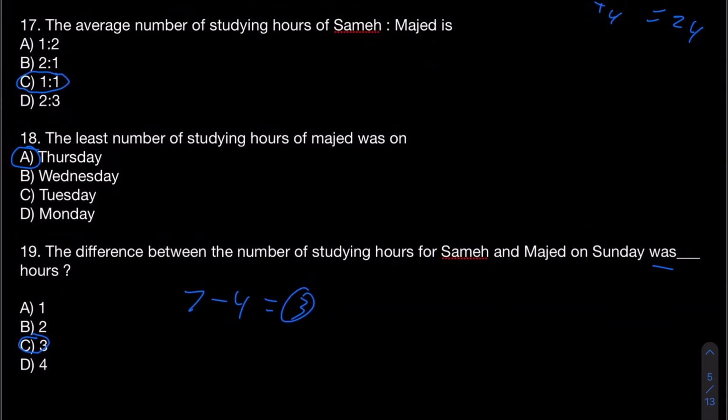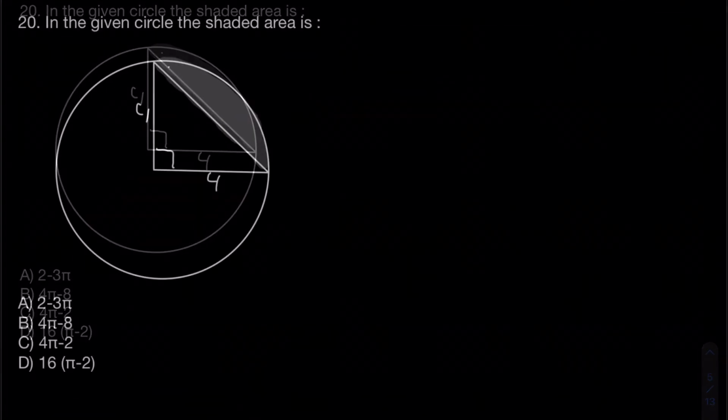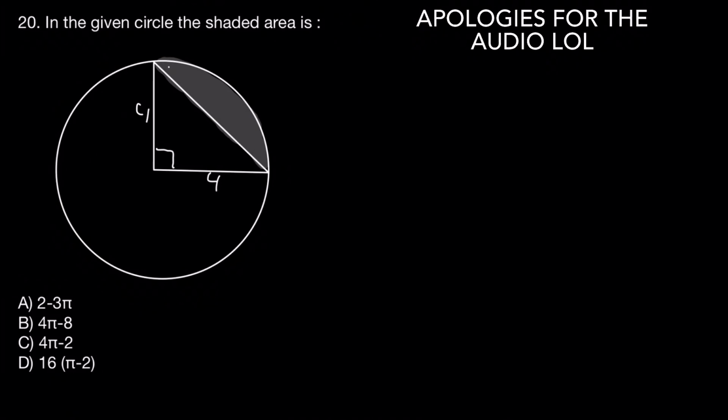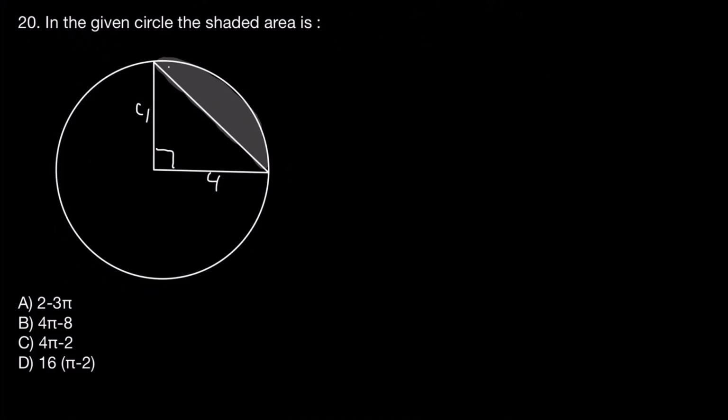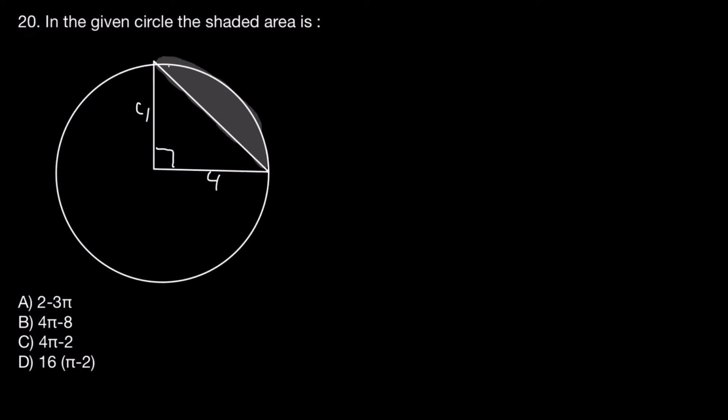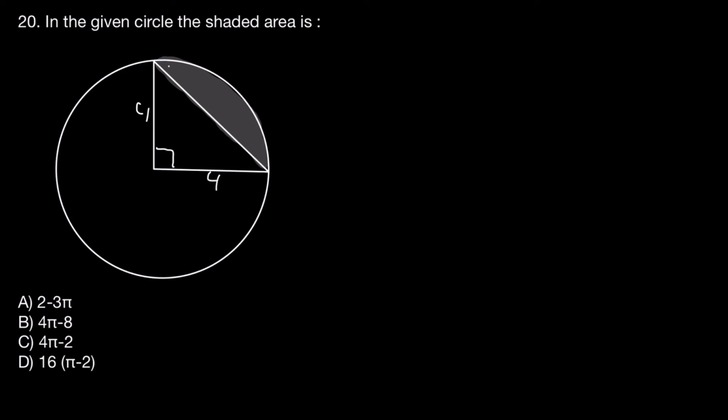We're going to move on to question 20. Moving on, question 20 says, in the given circle, the shaded area is such and such. So this is the shaded area, right? And we want to find its area.